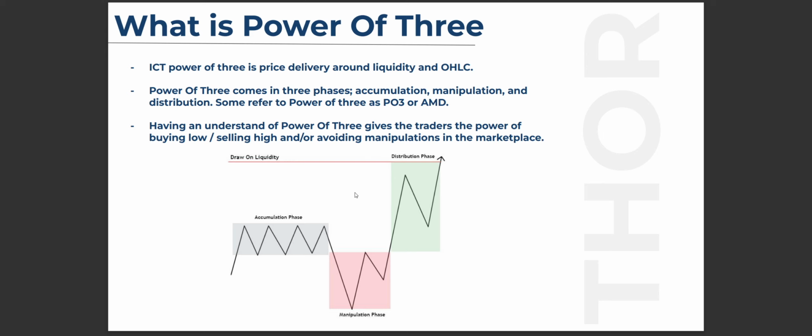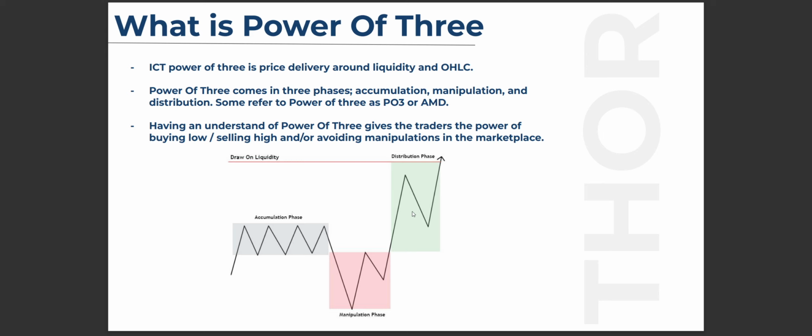So power of three, like I said, comes in three phases: the accumulation phase, which is a range bound market that accumulates, consolidates, and generates liquidity above the market price and below the market price. And then the manipulation phase seeks the liquidity in the opposite direction of the drawn liquidity, and then it starts rallying, engages with the opposite side of the liquidity of the accumulation phase first, and uses the liquidity on both sides in the accumulation phase to knock out the drawn liquidity, and that's called the distribution phase.